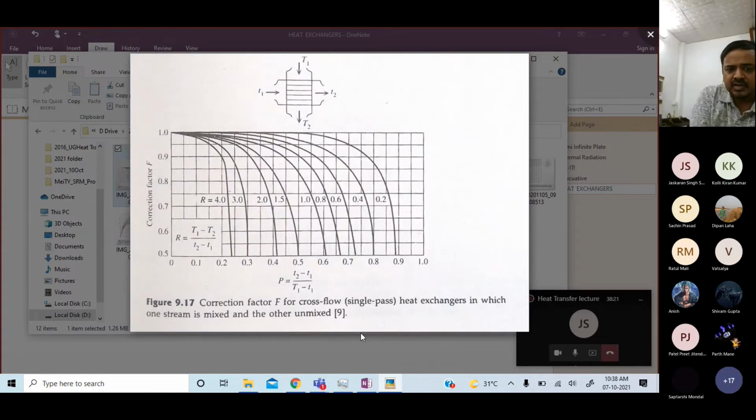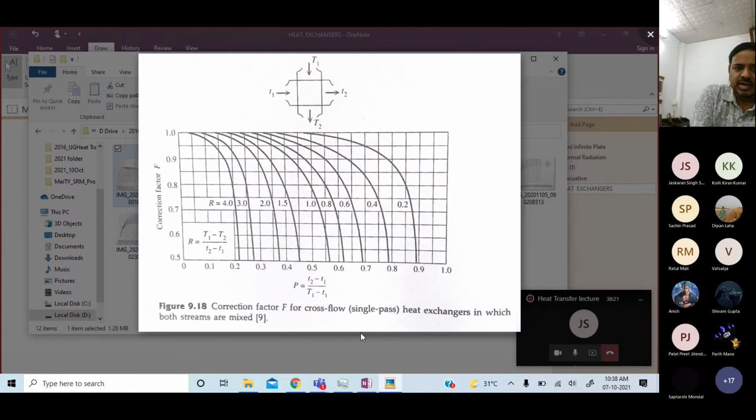This one, same thing. But here, one fluid is mixed, the other is unmixed. The fluid that is flowing from left to right is unmixed. That is why you have parallel channels. But the fluid coming from top to bottom is mixed. Here, both are mixed. That's why there are no channels inside. Once it enters the box, the entire hot fluid will be well mixed, and the entire cold fluid will also be well mixed.